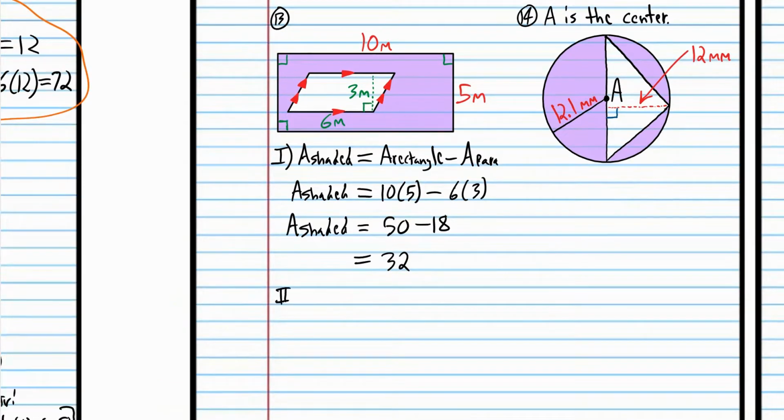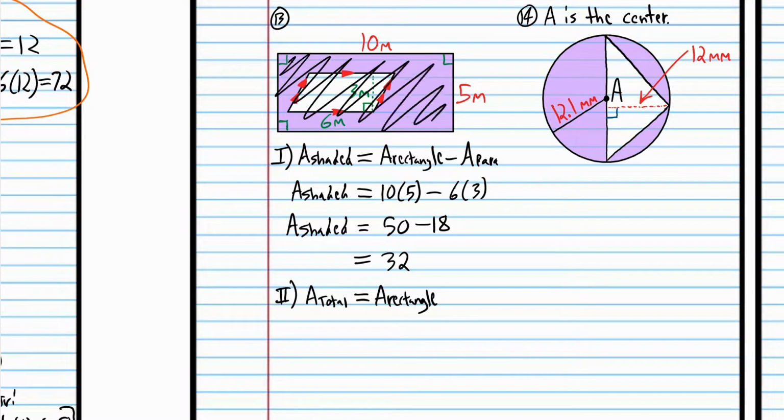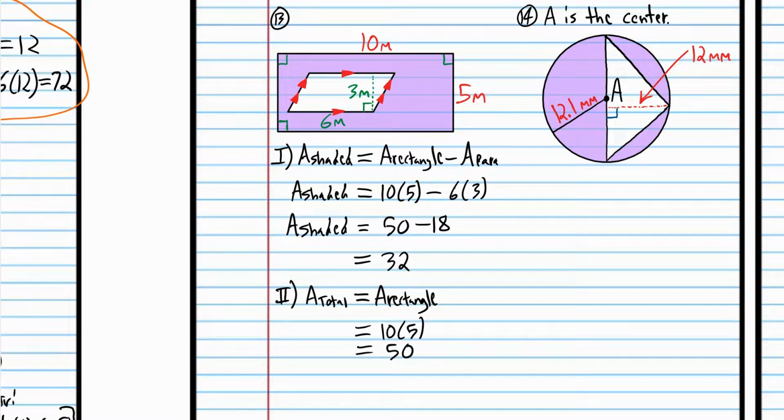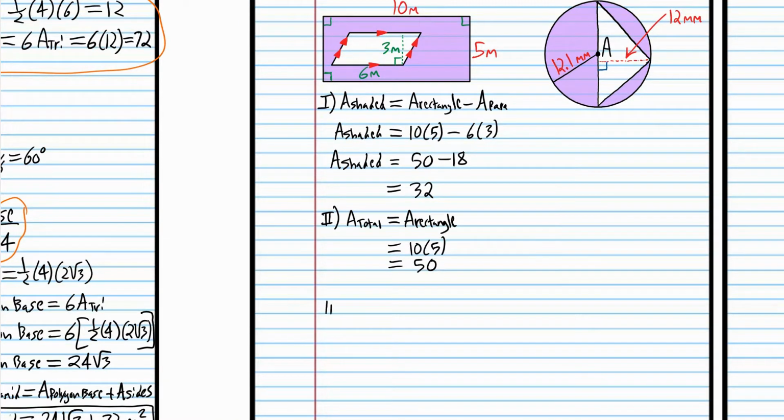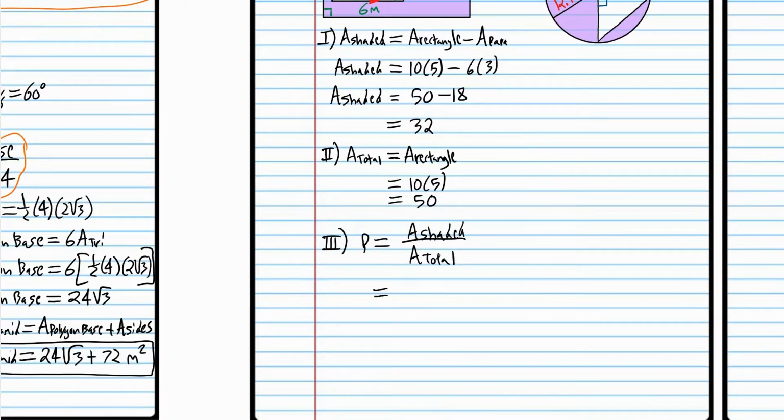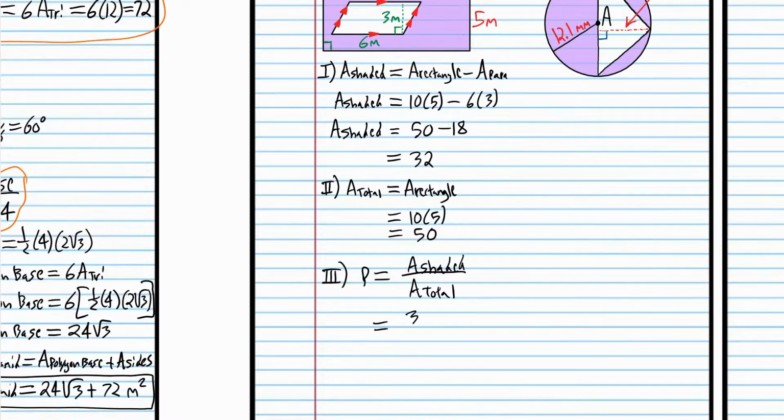Now step 2, as usual, we have to find the total area. The total area is equal to the area of the rectangle. That's the whole thing, which we already found is equal to 10 times 5, which is equal to 50. Now, step 3, the probability is equal to the area of the shaded part, as usual, over the total area. And the area of the shaded part we found is 32, and the total area is 50.